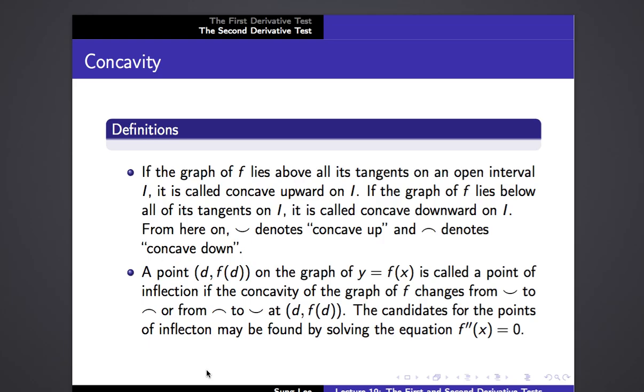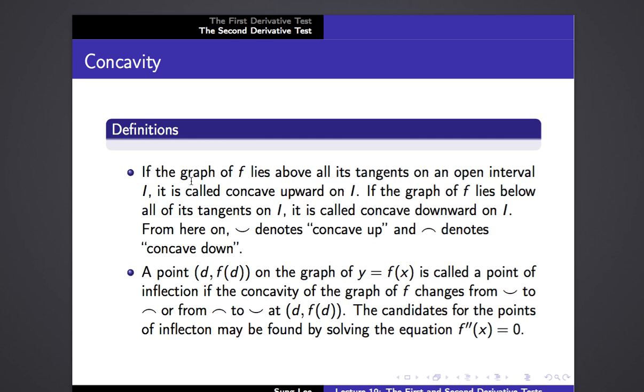So in this lecture, we continue to discuss the first and the second derivative test. Particularly in this lecture, we're going to talk about the second derivative test. Before that, we begin with the notion of concavity. Okay, so here comes the definition.